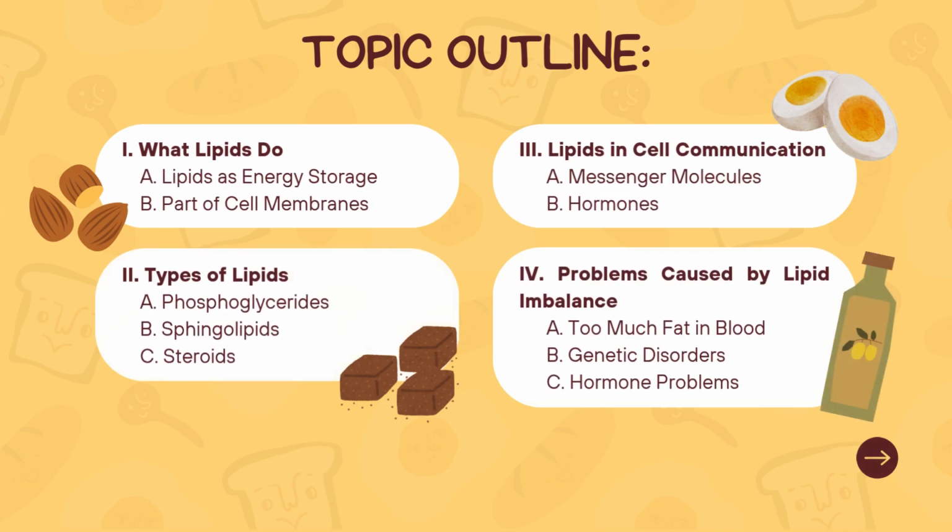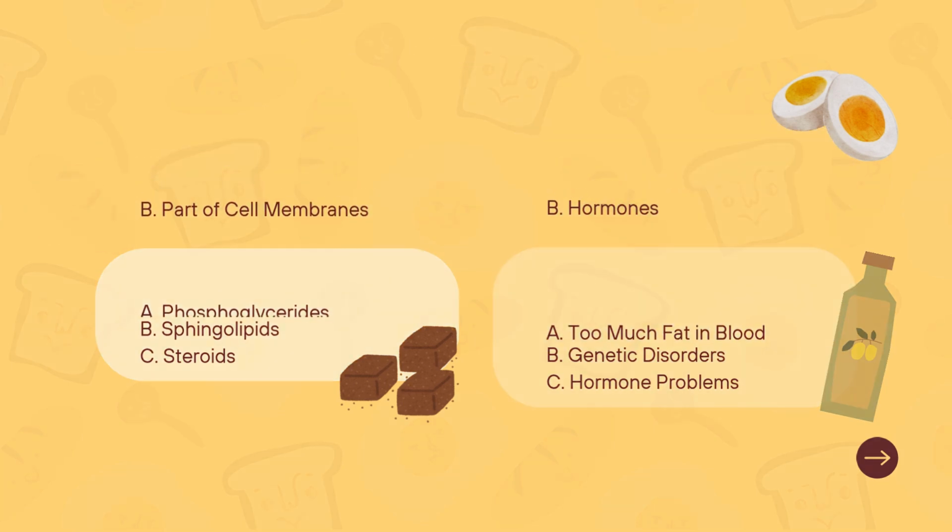So for the topic outline, we will begin with what lipids do, including their roles in energy storage and as a part of cell membranes. Next, we will discuss the types of lipids, which will include phosphoglycerides, sphingolipids, and steroids. After that, we will explore the role of lipids in cell communication, focusing on their function as messenger molecules and hormones. And finally, we will look into the problems caused by lipid imbalance, such as too much fat in the blood, genetic disorders, and hormone problems.